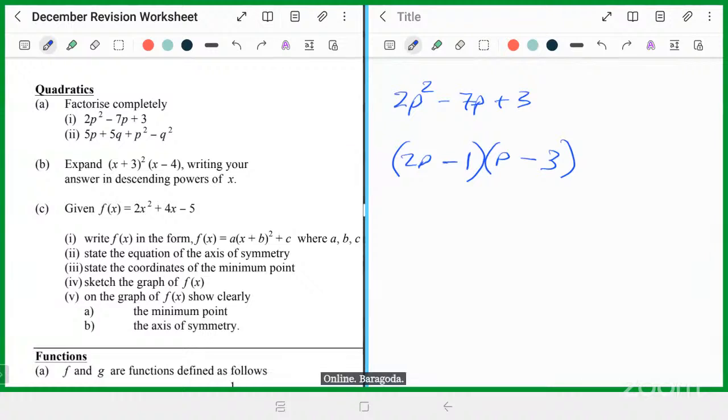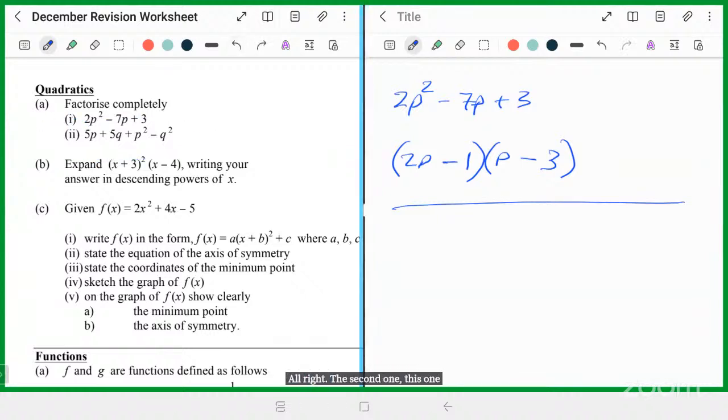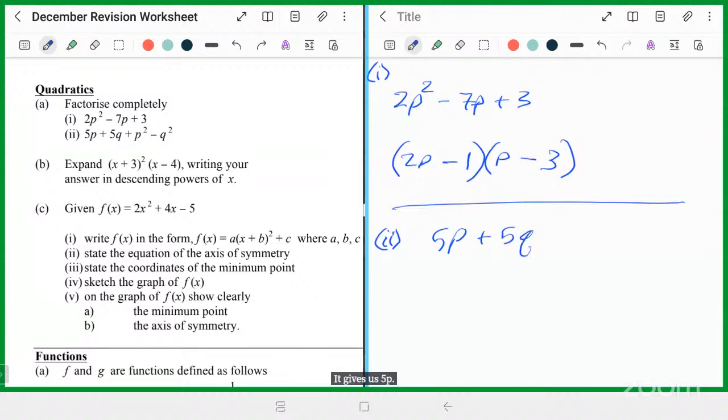All right. The second one. This was part 1. This is now part 2. It gives us 5p plus 5q plus p squared minus q squared. There's a combination one, combined one. The common factor in the first 2 terms is 5. I'm going to get p plus q in the bracket and factorize the 5.